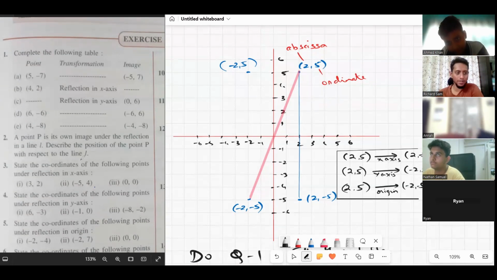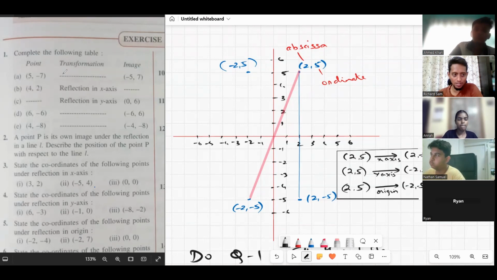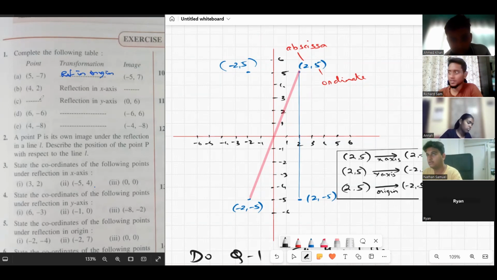So here they've given a point 5, minus 7, and it became minus 5, 7. So here both x and y coordinates have changed signs. So that means this reflection is in the origin. Okay, next one: 4, 2, reflection on the x-axis. So what will this become? 4, minus 2. Only the y coordinate will change sign.